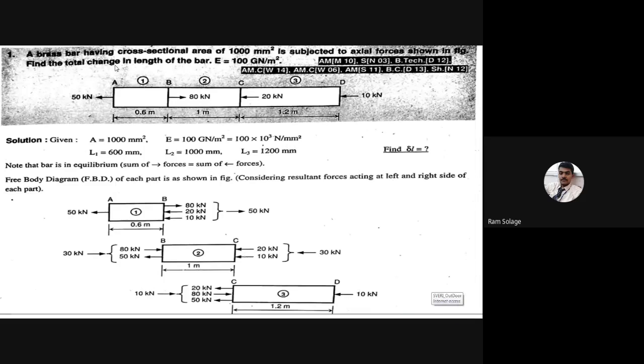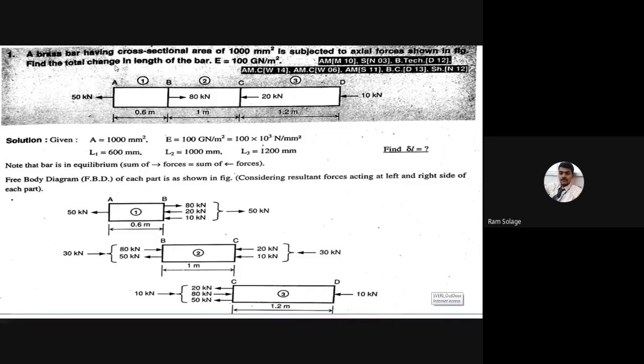So we have to draw the diagram. Section 1, section 2, section 3, A, B, C, D. At point A, they are showing the 50 kilonewton force. At point B, they are showing the 80 kilonewton. At point C, direction of force does not change. According to the figure, we have to show the arrow. Arrow is very important. Direction of force is very important. So don't change the direction of force.